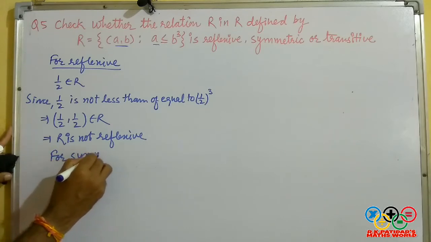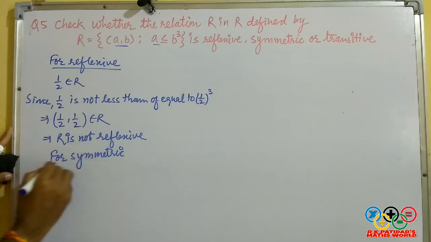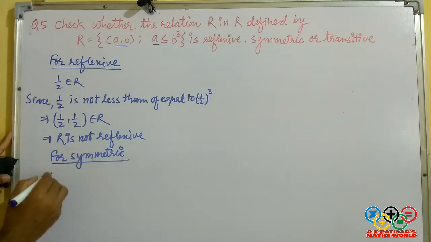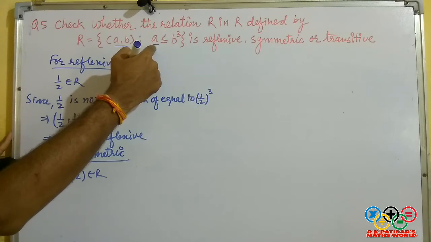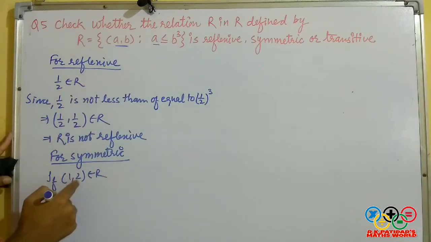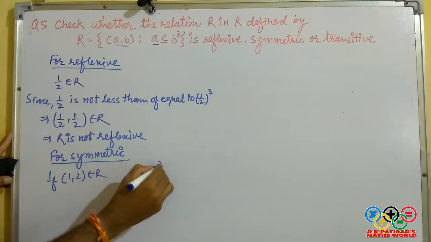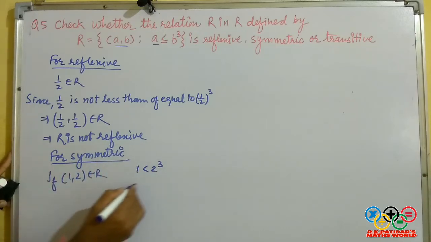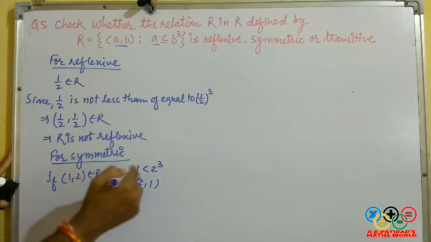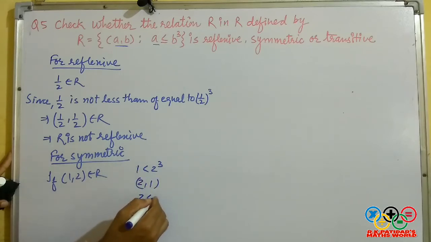तो फॉर सिमेट्रिक के लिए चेक करते हैं. We take an example. If (1, 2) belongs to R, see, a is less than or equal to b cube: 2 cube is 8, and 8 is obviously greater than 1. But what about (2, 1)? So here a is 2, and 2 is less than or equal to b cube, b is 1. So 2 is not less than 1 cube.